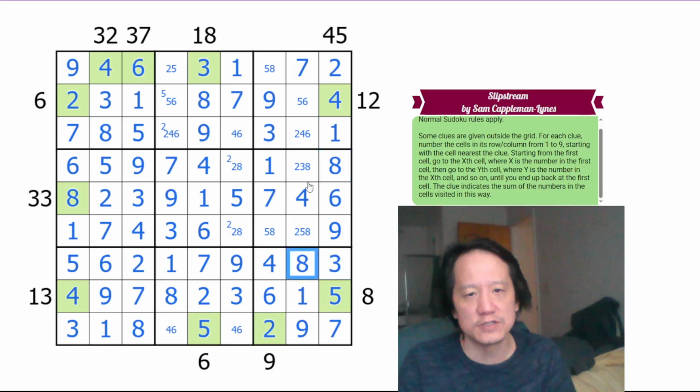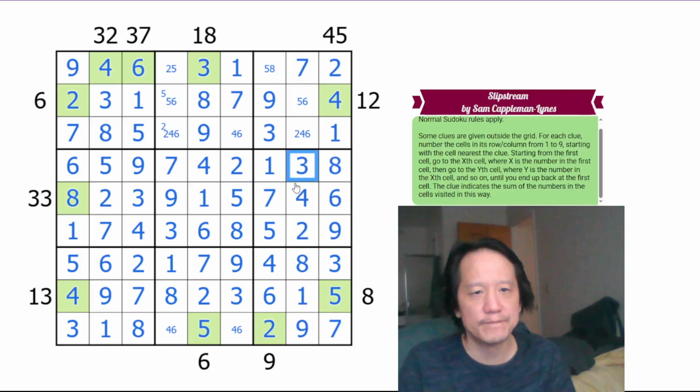That's 3, which makes this 8. This 8 eliminates 8 here, so it's 5. This can't be 5 or 8, so it's 2, which makes this 8, which makes that 2. Therefore, that makes that 3. 2 eliminates 2 here, so it's 5, 6. This can't be 6 here, so it's 4, which means this can't be 4 or 6, so it's 2.